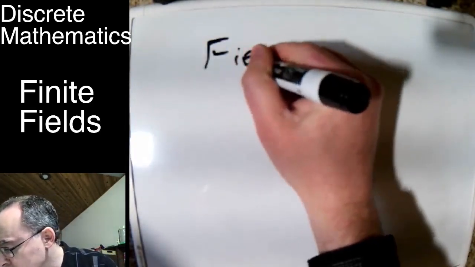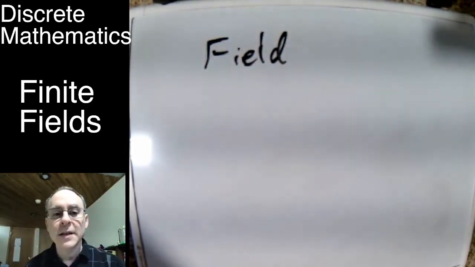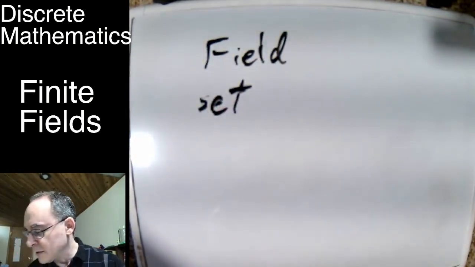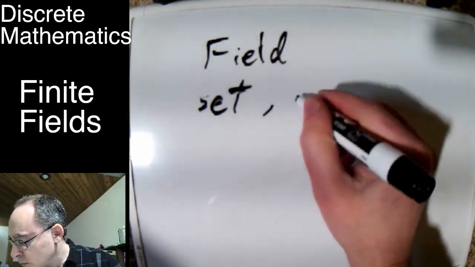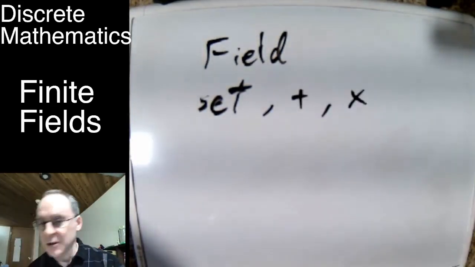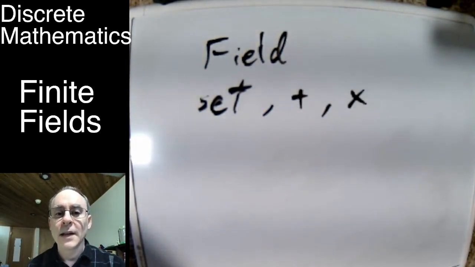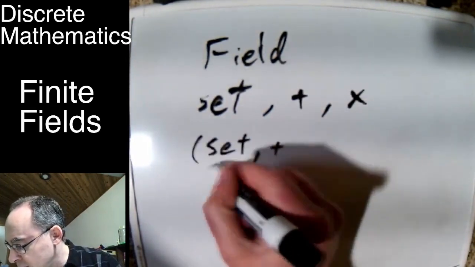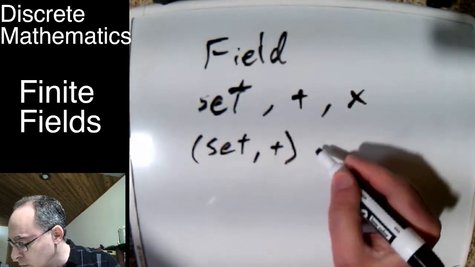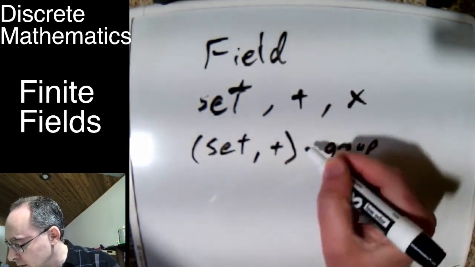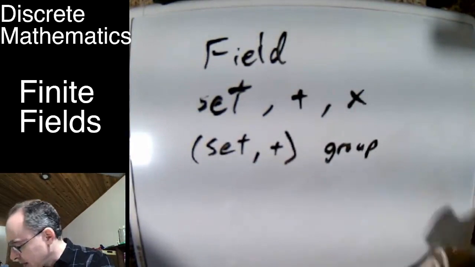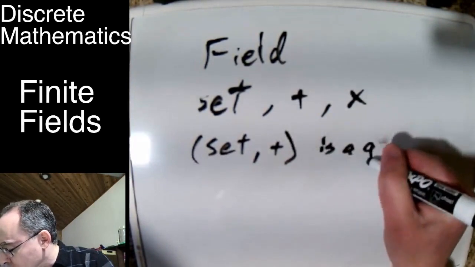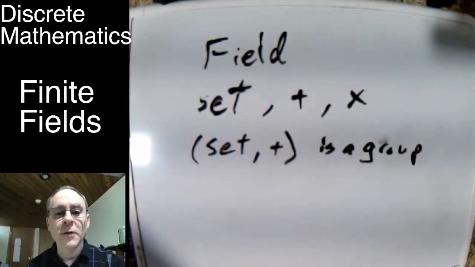And a field is basically a set together with two binary operations, one of which we're going to call addition, and one of which we'll call multiplication. And the set with addition, just by itself, forms a group. Because we saw that before, that's pretty easy to do.